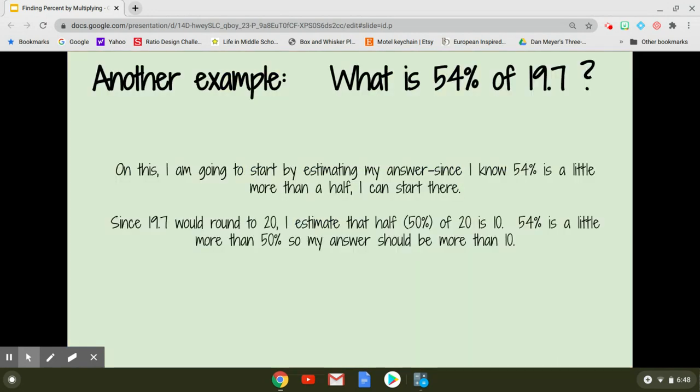In our last example here, I'm going to find out what 54% of 19 and 7 tenths is. On this one, I'm going to start again by estimating my answer. Since I know that 54% is a little more than half, that's where I'm going to start. 19 and 7 tenths I'm going to round up to 20, so I know that half of 20 is 10. 54% is a little more than 50%, so my answer should be just a little more than 10. We'll see what it is.